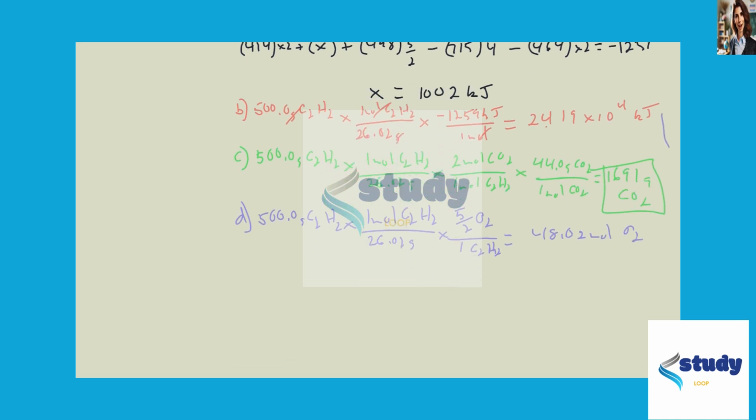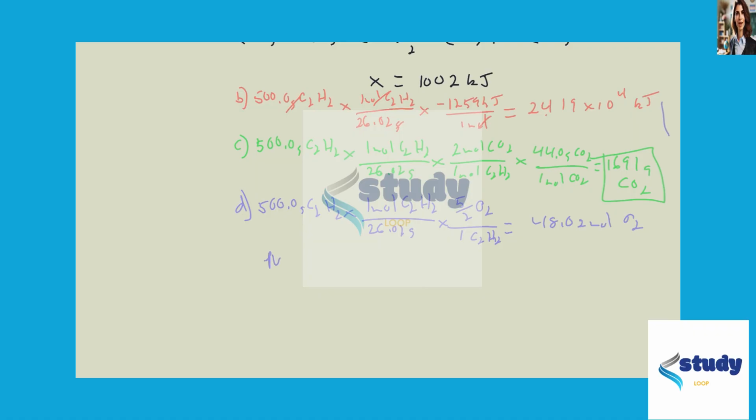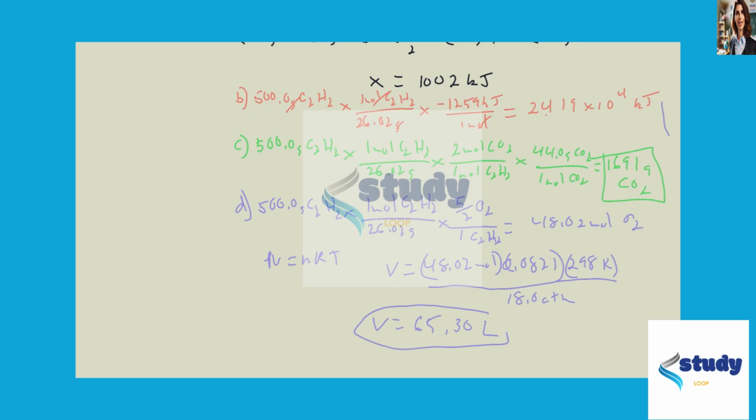Now that gives us the moles. They are asking for the liters. So of course we're going to use PV equals nRT. So our volume is going to equal 48.02 moles times 0.0821, that's the ideal gas constant for atmospheres, and then times the temperature. They tell us the temperature is 298 Kelvin, and divided by my pressure, which is 18.0 atmospheres. And my volume is going to equal 65.30 liters. And there we go.